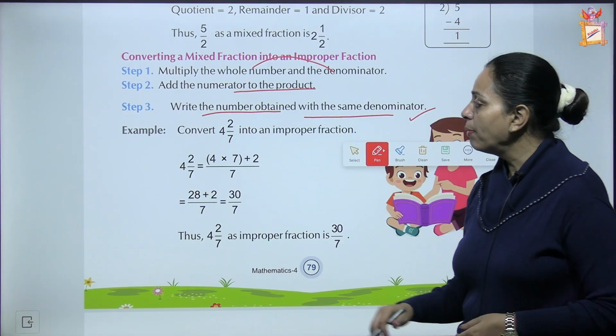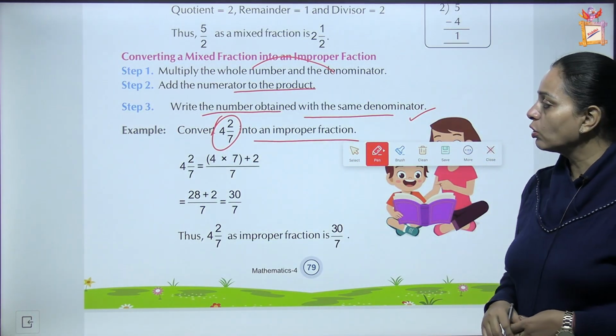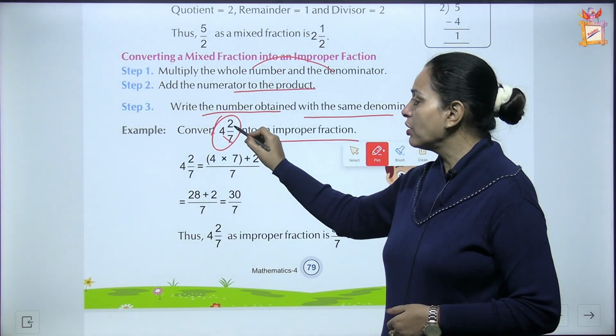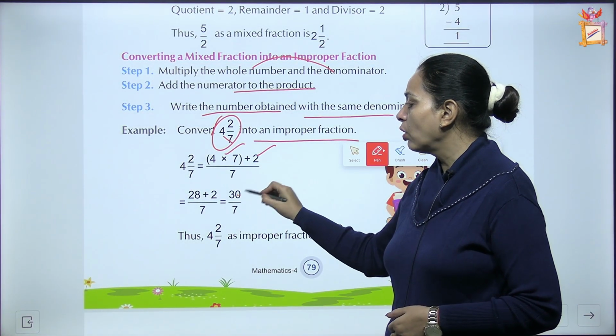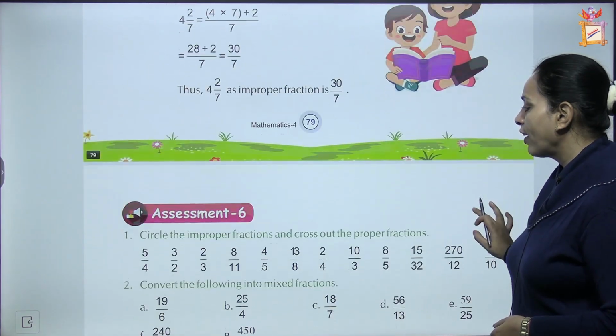See, example, convert 4 whole 2 by 7 into an improper fraction. So what to do? 4 multiply 7 plus 2, 28 plus 2, 30 upon 7. This is an improper fraction.